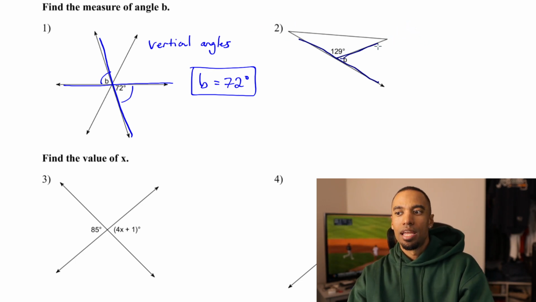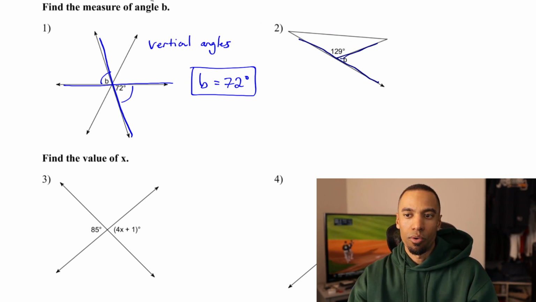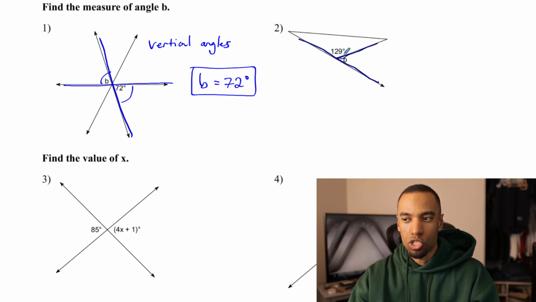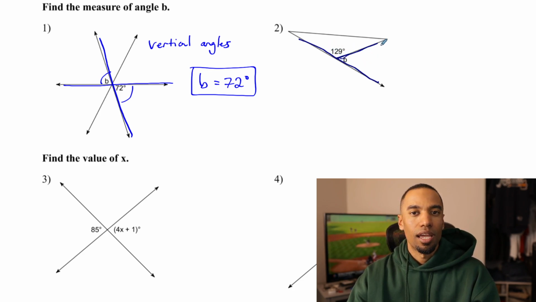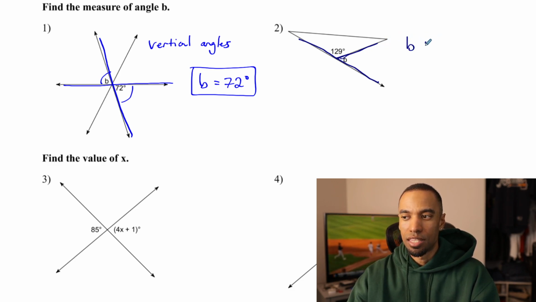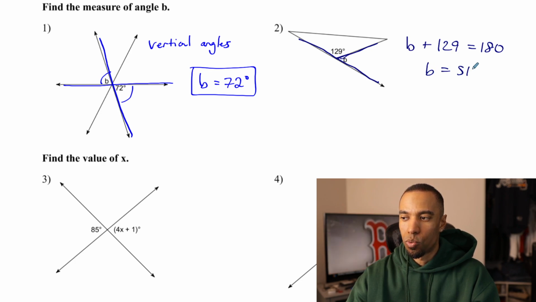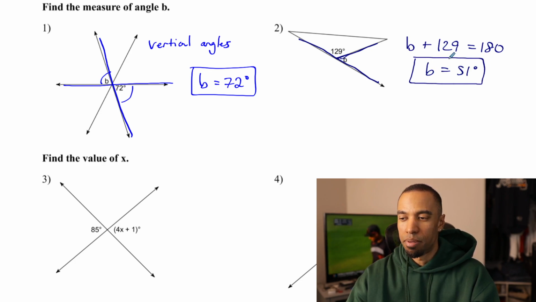See that? Now, B and 129 are known as what's called a linear pair. They form together to make a straight angle. They are adjacent to each other. They connect. And they are supplementary, which means they add to 180 degrees. B doesn't equal 129. B plus 129 equals 180. That's a 180 degree angle measure. I solve for B by subtracting 129, and I get 51 degrees on B, and that's it.